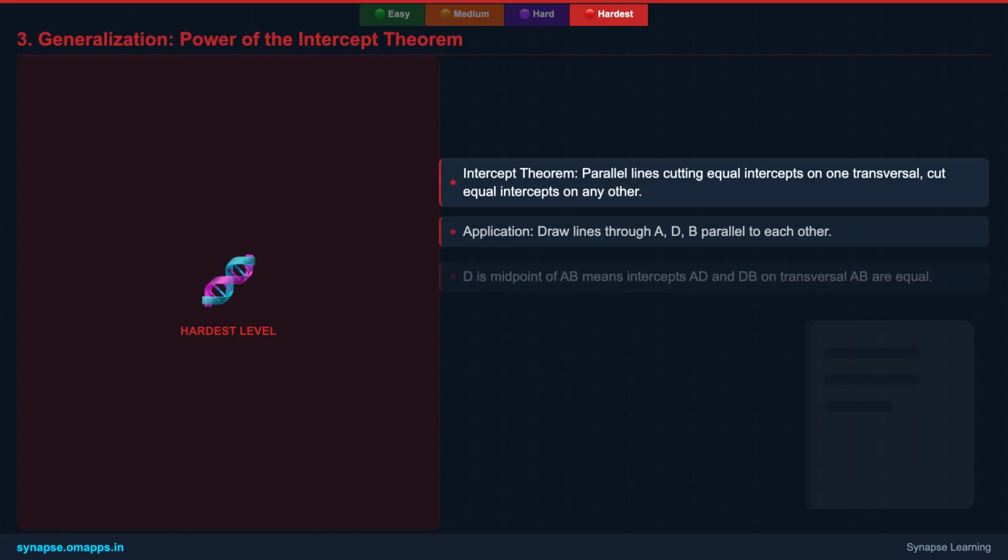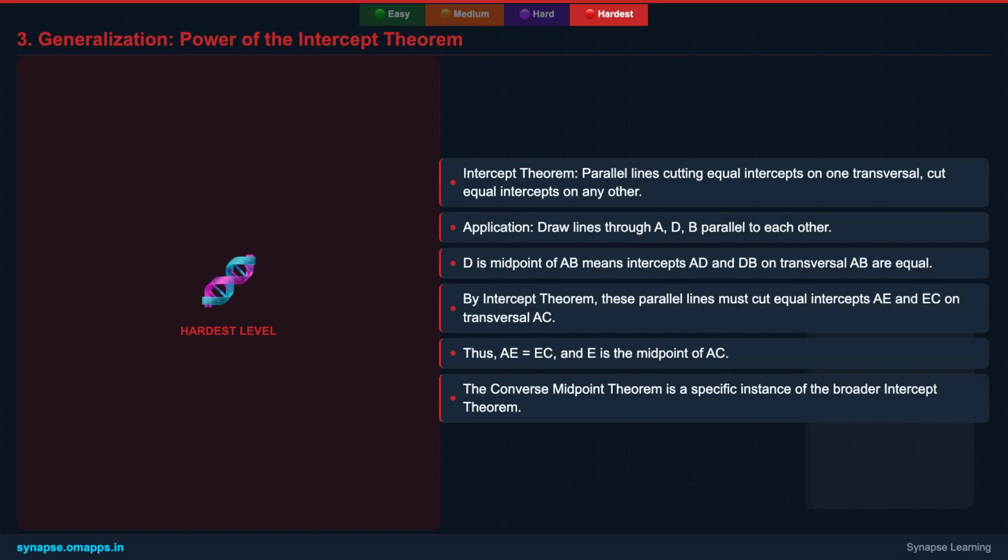The converse midpoint theorem is a powerful specific case of the broader intercept theorem. The intercept theorem states that if parallel lines cut equal segments on one transversal, they do so on all others. We can visualize this by drawing additional parallel lines through the triangle's vertices. If D is the midpoint of AB, the parallel lines through A, D, and B create equal intercepts on AB. By the intercept theorem, these same parallel lines must then create equal intercepts on AC, proving AE equals EC. This generalization highlights the theorem's deep geometric roots.